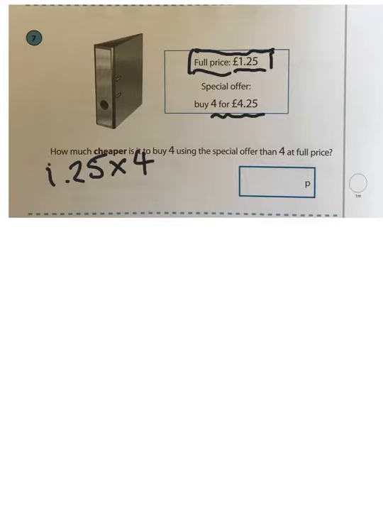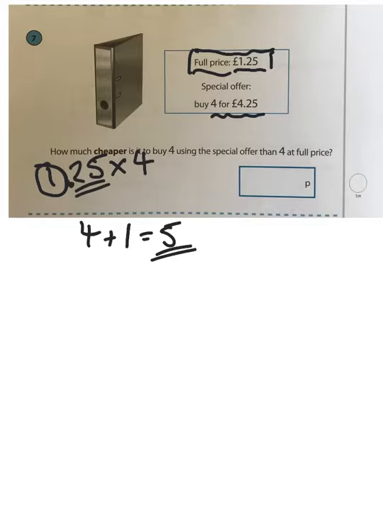4 lots of 1. What's 4 lots of 1? 4. What's 4 lots of 25p? £1. So what's 4 plus 1? 5. So it's going to cost you £5 if you don't use the special offer.